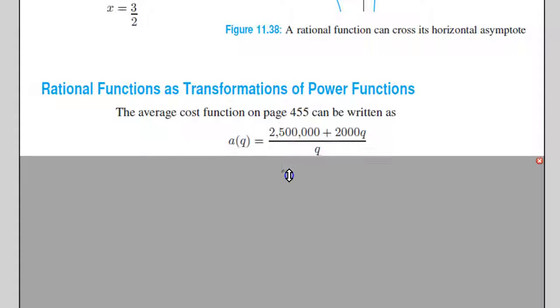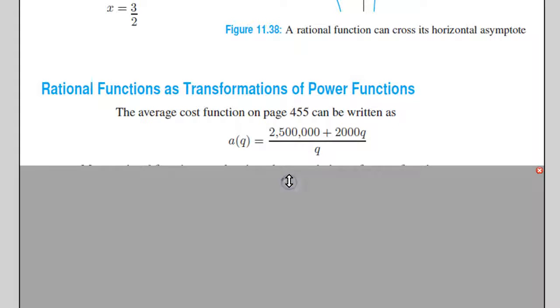So if you remember our cost function from last video, we can transform this into a power function that's been translated by just dividing both sides, each term, by q. And we end up with this. So really, this is a power function that's really moved up 2,000 units.